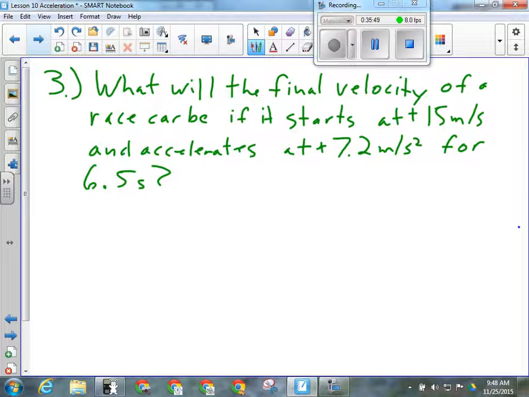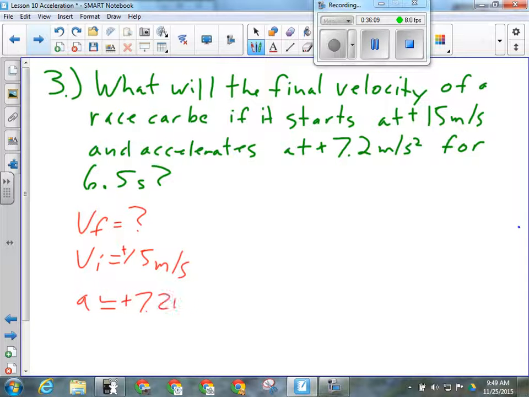Okay, number 3 is asking us to solve for what? VF. All right, so VF is our question mark here. The race car starts at 15 meters per second, so VI is not 0 for a change, and accelerates at 7.2 meters per second squared for 6.5 seconds.